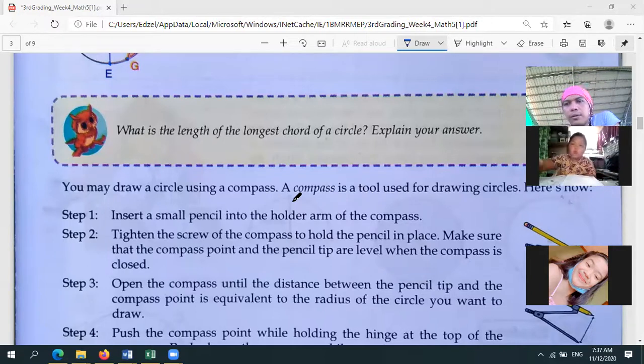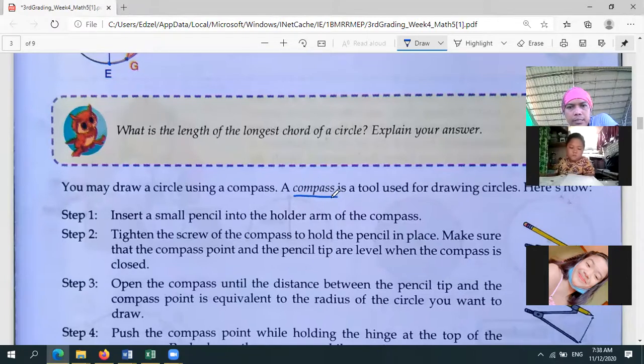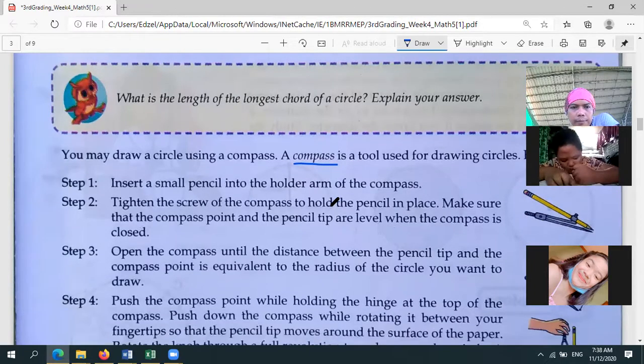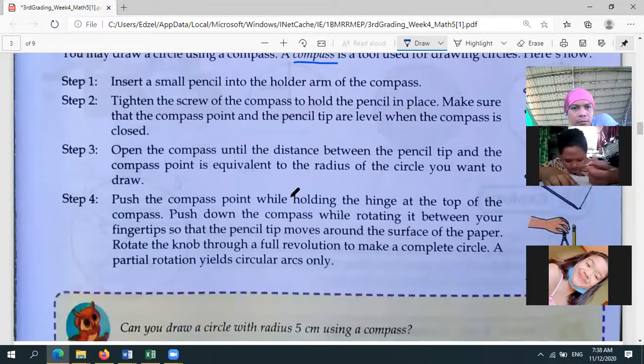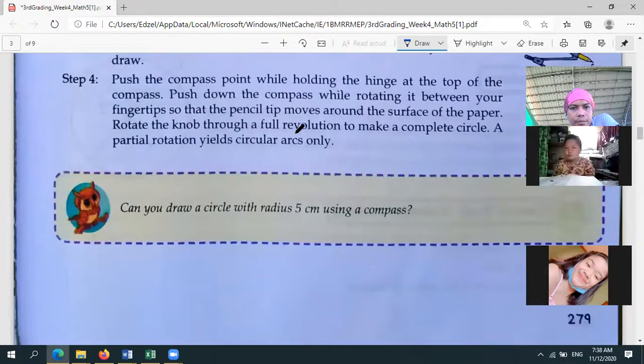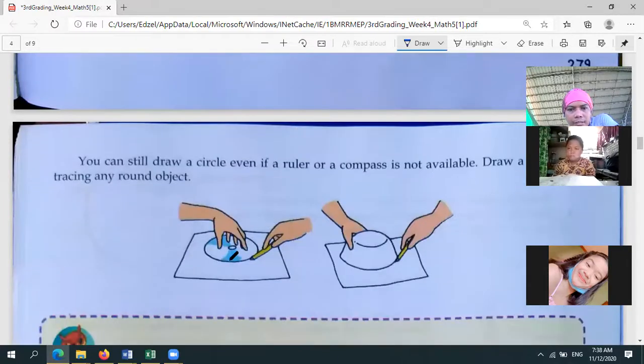So, just watch a video on how to draw a circle using a compass. I suggest, so that you really know how to draw a circle, buy a compass and follow the video on how to do it. Or the book gives steps. Step number 1, insert a small pencil into the holder arm of the compass. Step number 2, tighten the screw so the compass holds the pencil in place. Make sure that the compass point, and so on and so forth. Push down and there. Okay, there is an illustration here.